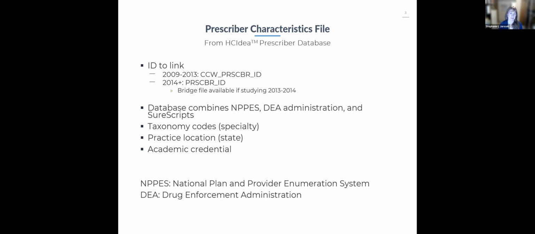This database combines NPPES, which is the National Plan and Provider Enumeration System data, organized by National Provider Identifier, or NPI. The DEA administration, so there are DEA numbers that are assigned, and then SureScripts data, and this all goes into one. It has taxonomy codes, so you could look at the prescriber and find out which specialty they're a part of. You can find practice location, academic credentials.